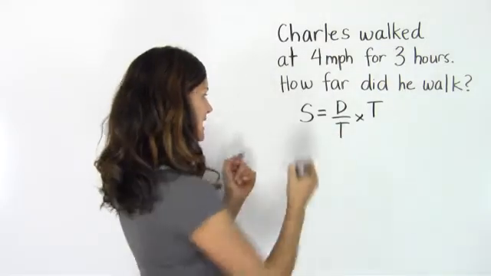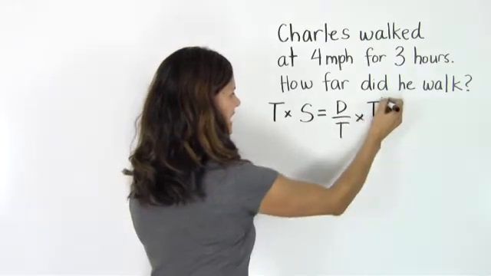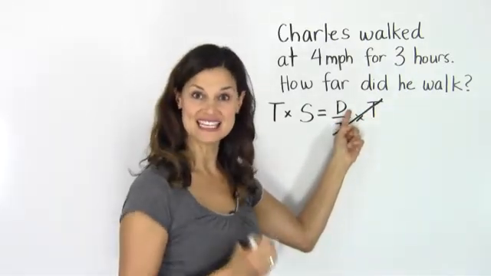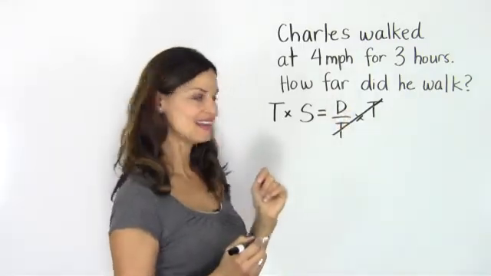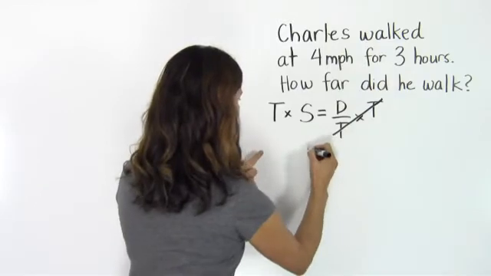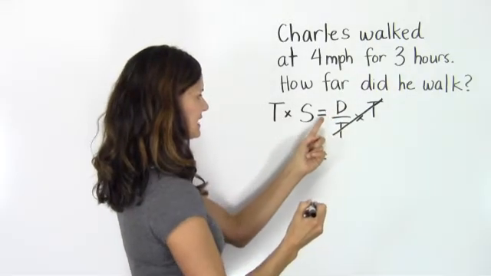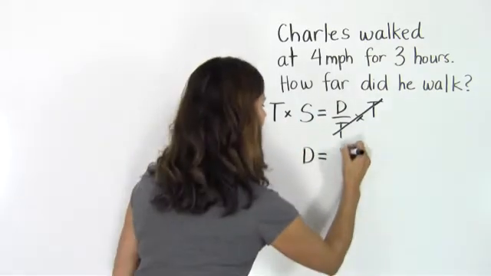Whatever I do to one side of an equation, I have to do to the other. And so I can cancel out my t's here, and now I reached my goal of having my d all alone by itself on one side of the equal sign. Let me rearrange this though so it looks a little more familiar. So now we've got distance equals time times speed.